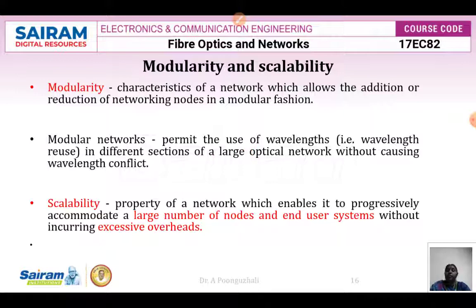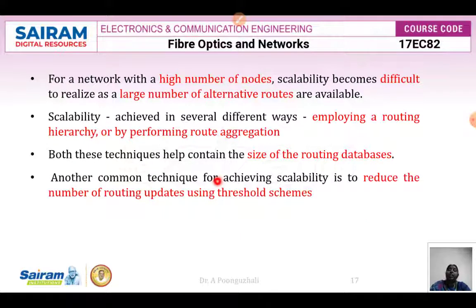The next property is scalability. Scalability is a property of the network to progressively accommodate a large number of nodes or end user systems without incurring excessive overhead. If the network has a high number of nodes, scalability becomes difficult, because a number of alternative routes are going to be available. Since the number of nodes is high, there are many alternative routes. In that case, scalability becomes difficult.